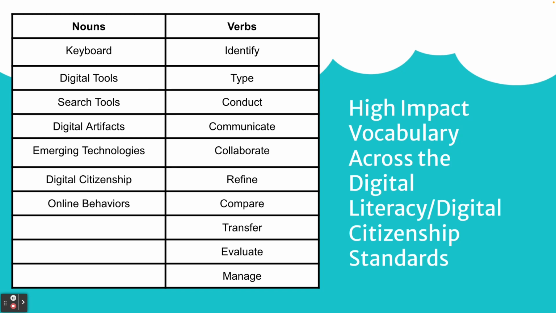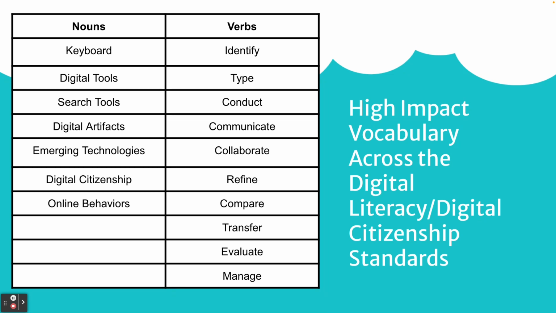comes up again, digital citizenship, and online behaviors. I would also add in here upstander and bystander. While they're not in the standards, these are really important terms for our students to understand what it means to be a bystander versus what it means to be an upstander.